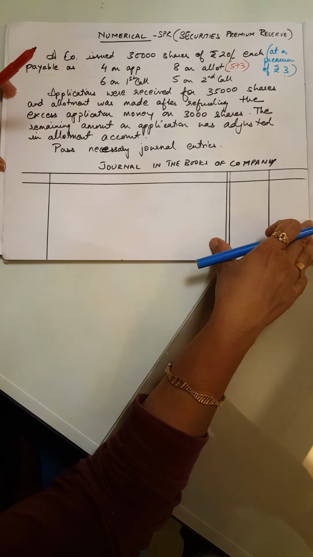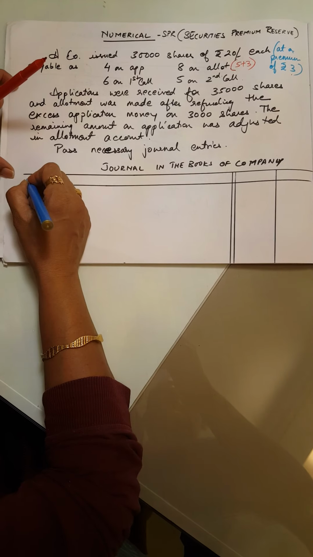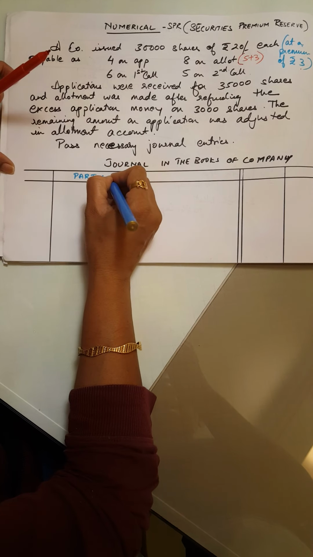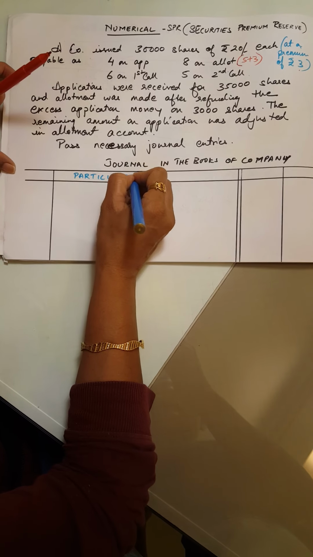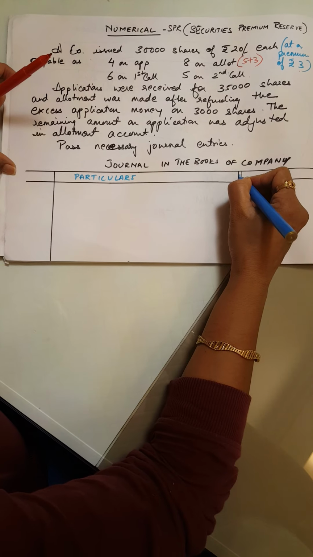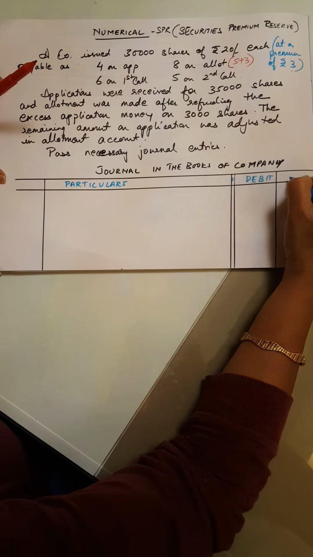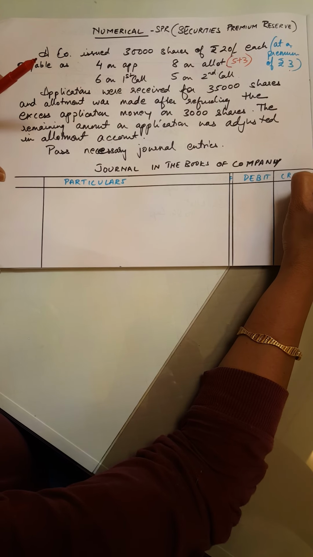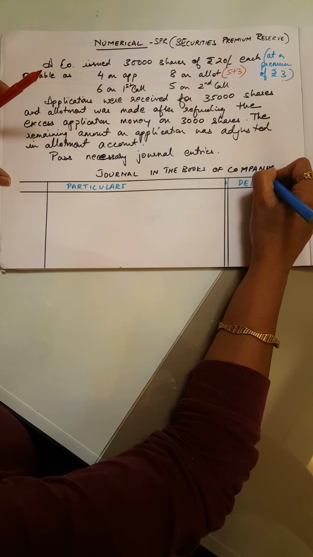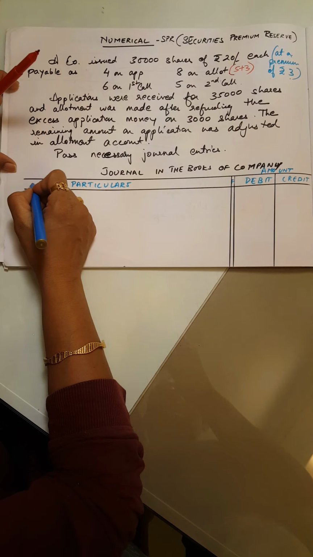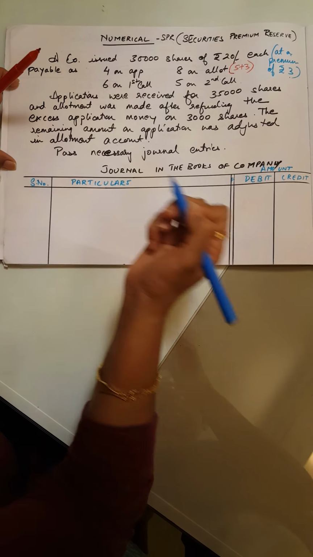Now you have to make the proforma of the journal. As I always tell you, if you don't make the proforma, your marks will be cut. But if you make the proforma, no extra marks are given to you. This is particulars. This is your folio. This is your debit amount. This is your credit amount. And since we don't have a date, we will have the serial number.